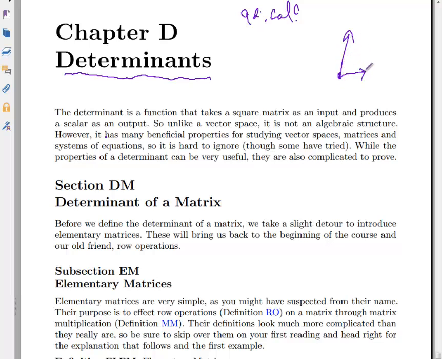These two vectors, if I draw the parallelogram, then they form a parallelogram like this. Now this parallelogram has an area. And the question is, how is the area of this parallelogram related to these two vectors? We could write these two vectors as column vectors in R2.